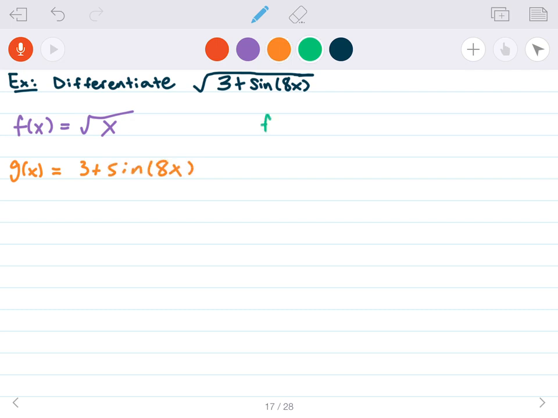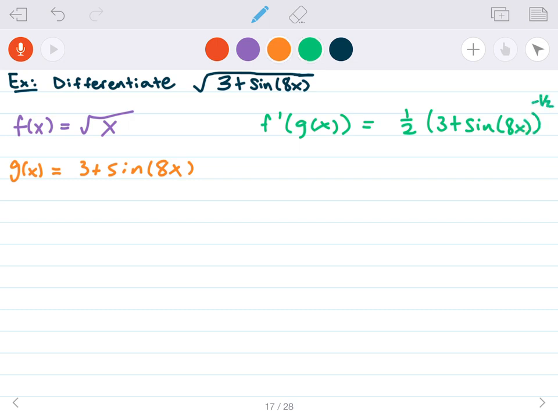Now, the first part of the chain rule says that we need to find f prime of g of x. So we're essentially taking the derivative of this outer function, and after we take the derivative, we replace the x's with g. The derivative of the square root of x is 1/2 times x to the negative 1/2, and instead of putting x in there, we're putting g. So maybe I'll extend this a little bit, putting 3 plus sine of 8x in there.